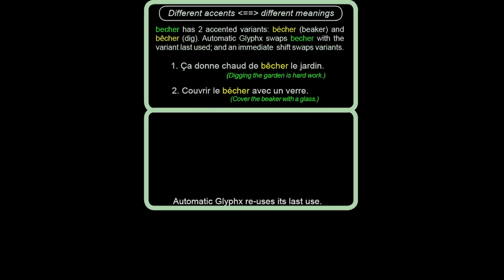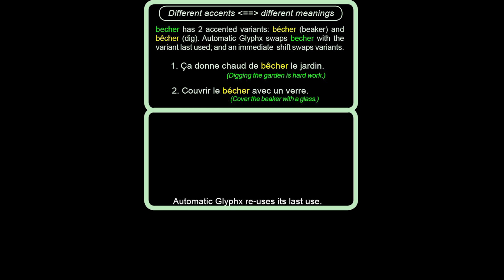Some French words vary only in accents. For example, bêcher can have e circumflex or e acute. The circumflex variant means dig, while the acute variant means beaker. As we've seen in manual glyphics, the typist applies the correct accent with the shift.